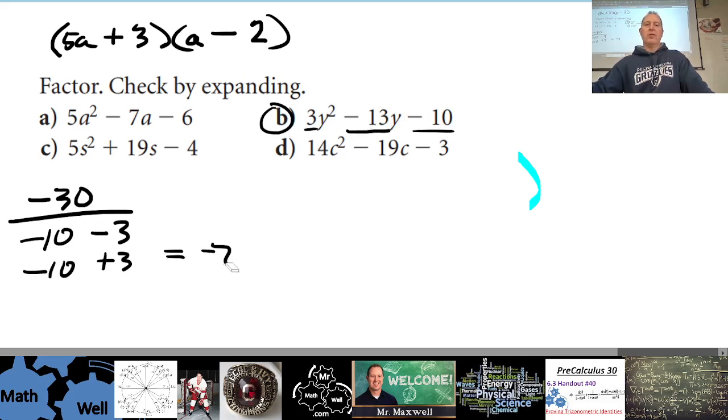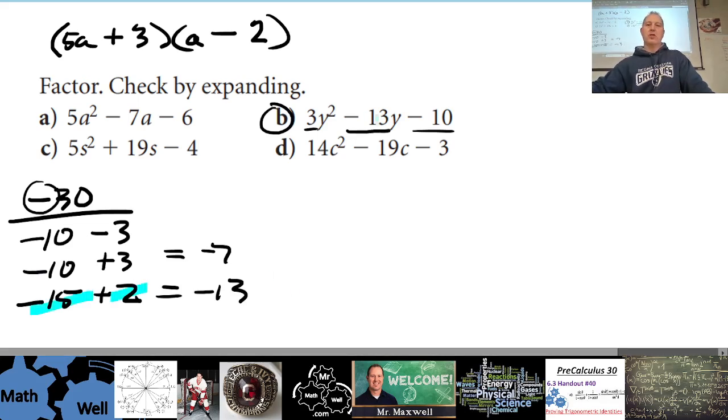So this is the tricky one. Can anyone see if there's any other factors that get us to negative 13? Because there is. Negative 15. Yep. Go ahead. 15 and 2. Okay, 15 and 2 gives us 30. So negative 15 and positive 2, because they have to be opposite signs, right? That gets us to negative 13. Excellent.